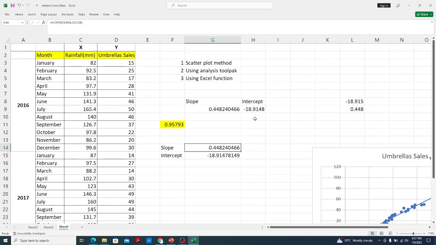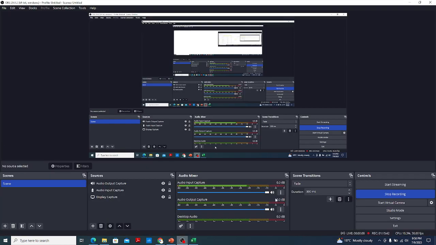Yes, and that's all about the three methods of finding the constants, or the coefficients, of the regression line equation. Yes, that's all for today. Any question?